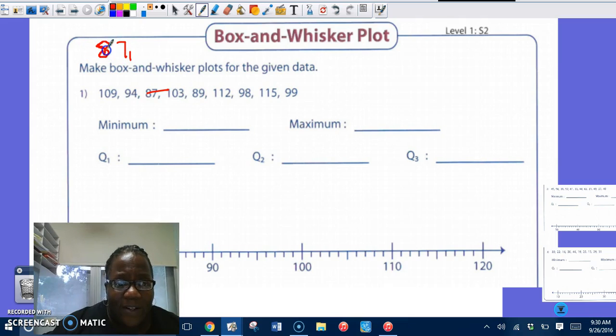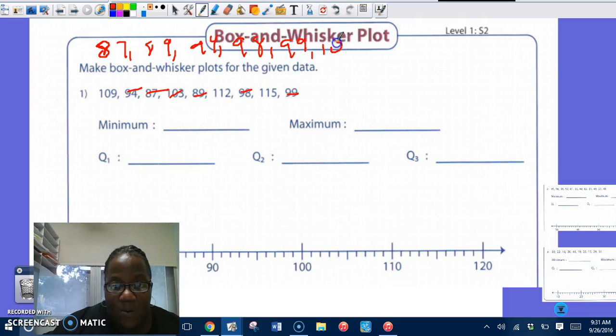Okay. 87. And then it looks like it's going to be 89. 89. I am not having luck drawing 8s. And then we have 94, it looks like. And then 98. 94, 98. And then it looks like we're going to go to a 99. And then 109, 103, 112, 115. I see a 103 is the smallest.